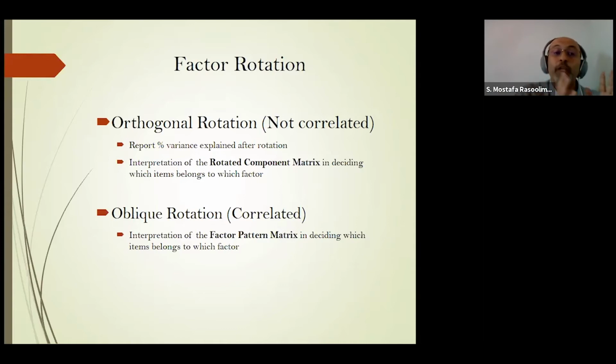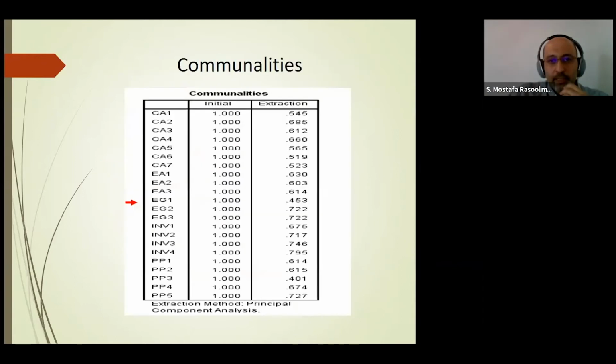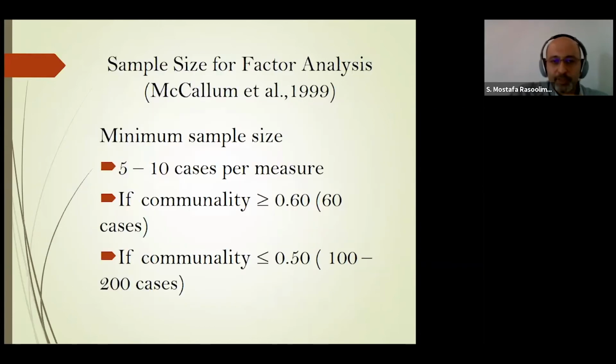But if we identify the factors are not correlated, we have to choose another factor rotation method. Okay. Later I will go back to here, number of items. Let's finish this part and then go to solve.